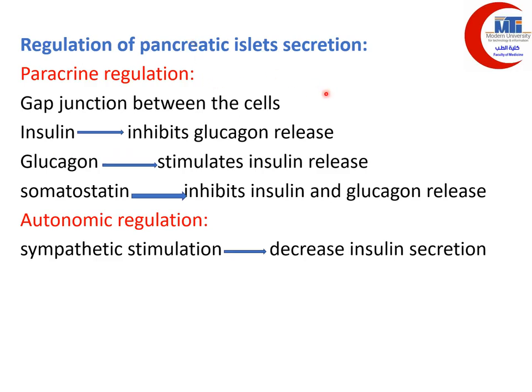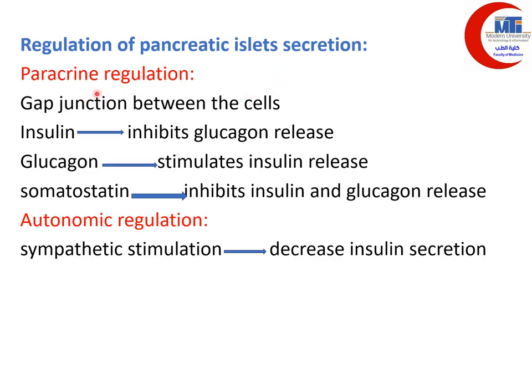Pancreatic islet secretion is regulated by two types: paracrine regulation and autonomic regulation. Paracrine regulation: the word paracrine means that the secretion of any cell acts on an adjacent cell.